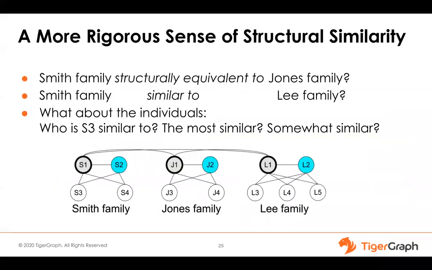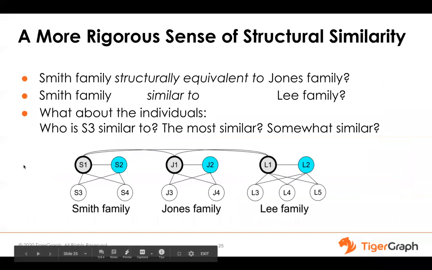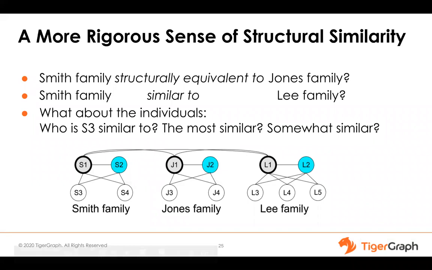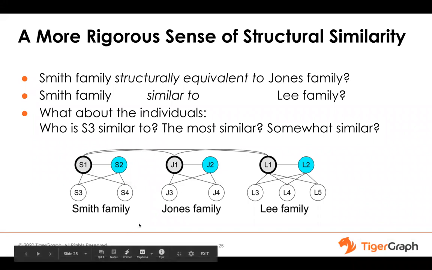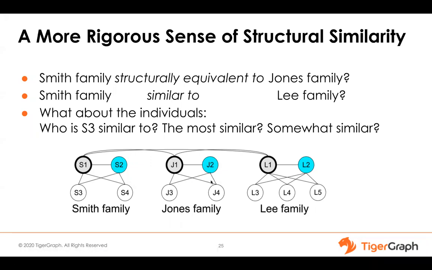The last thing I'm going to do before we go to demo is talk about a higher form of structural similarity. So look at these 3 family structures here: the 2 parents and either 2 children or 3 children in each family. Just looking at them, you can say the Smith family looks structurally equivalent to the Jones family. They have exactly the same structure. In fact, there's even a connection between S1 and J1, so there's even a way that you can link them.